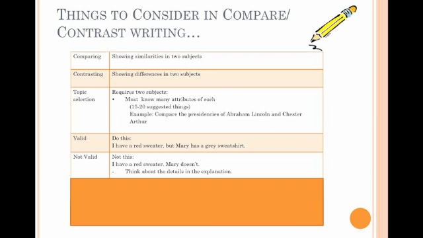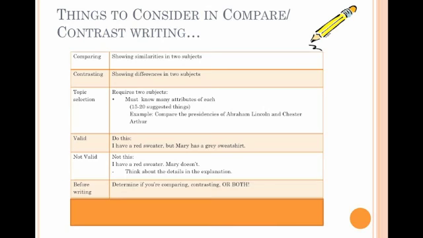So instead of just saying, I have a red sweater and Mary doesn't, you really need to think about the details and the explanation. That's why it's really important that when we're looking at these subjects, I'm asking you to think about lots of different attributes, 15 to 20 different things that you can then pick and choose from in order to have lots of details and be able to explain.